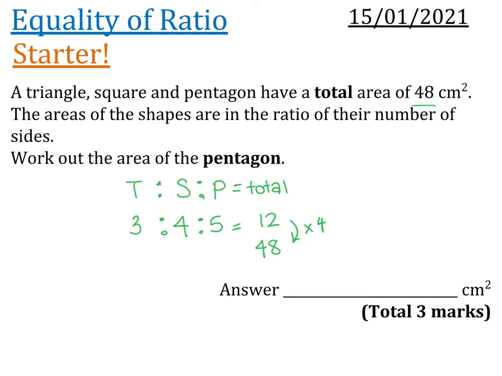The question is actually looking for me to find the area of the pentagon. So all I'm looking for is this area here. So 5 times by 4 gives me 20. So the final answer is 20. Hopefully you got that one as well. That is a very charming 3 marks.